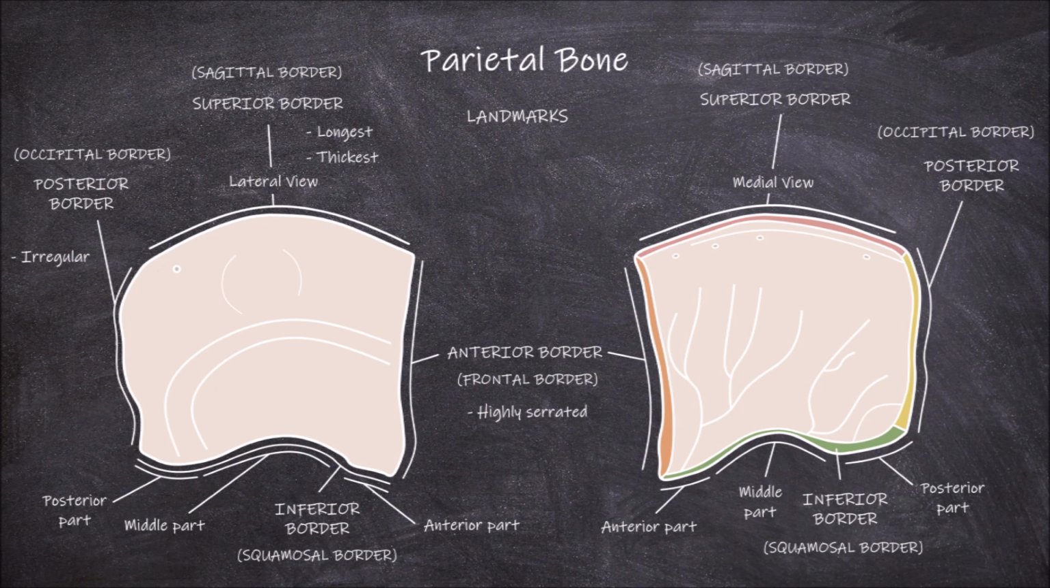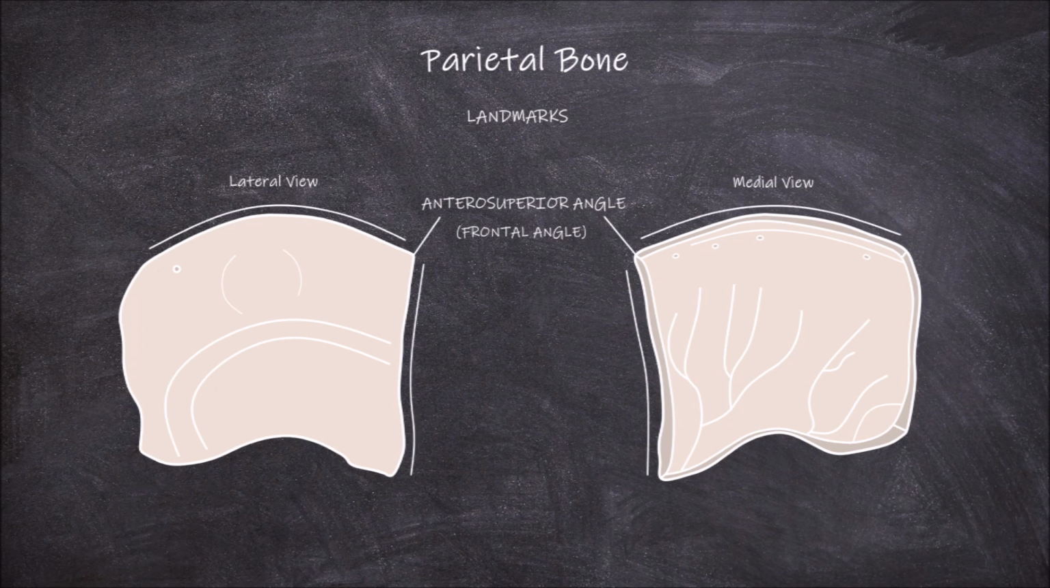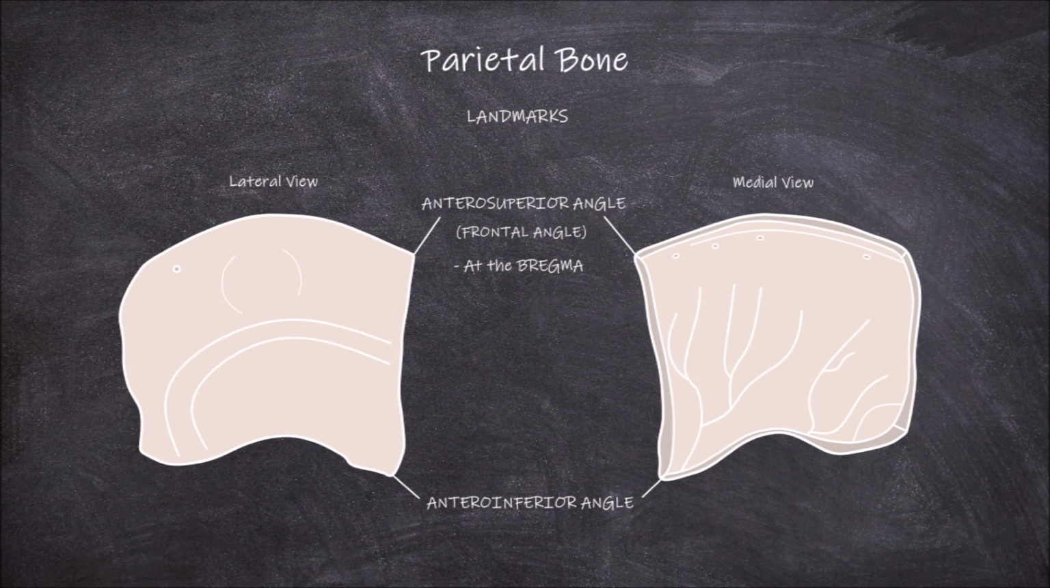This bone also has four angles. The first of these angles is the anterosuperior angle, also known as the frontal angle. This angle is approximately 90 degrees and is formed by the junction of the sagittal border and the frontal border. This angle is found at the bregma, which is the area of the skull where the sagittal suture and the coronal suture meet.